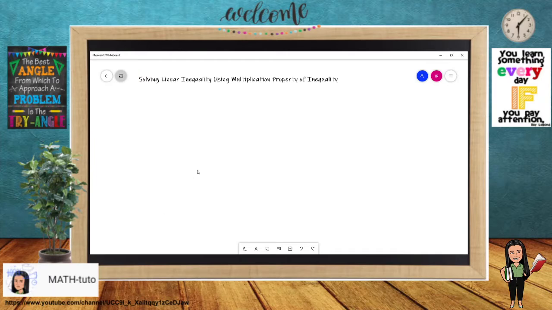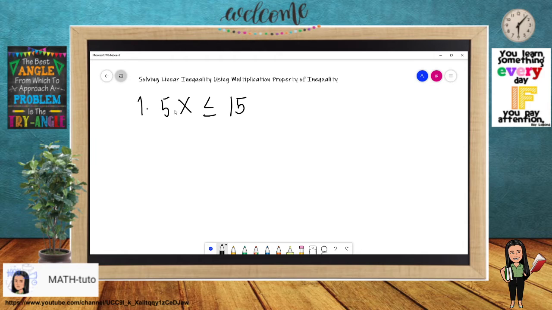Let us solve 5x is less than or equal to 15. So remember that if we are solving inequality, our goal is to isolate the variable. Do we have any number beside 5x which contains the variable? There are no other number beside 5x, but there is a number beside x, 5. So we need to eliminate 5.